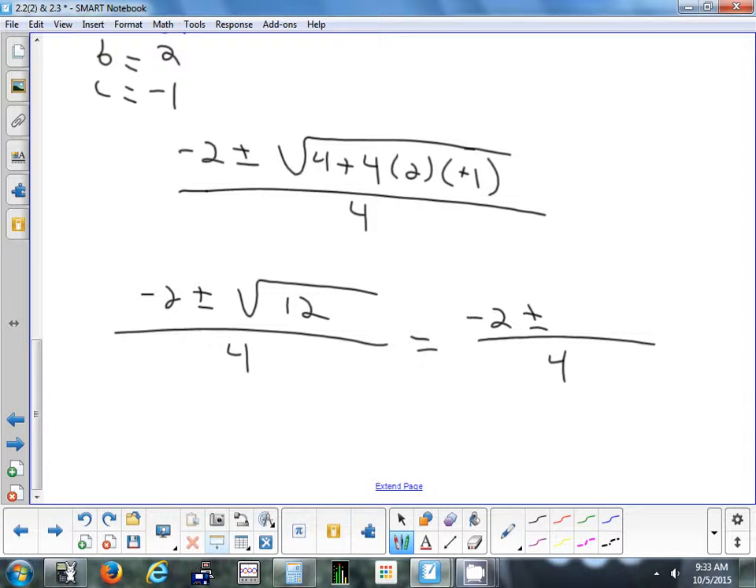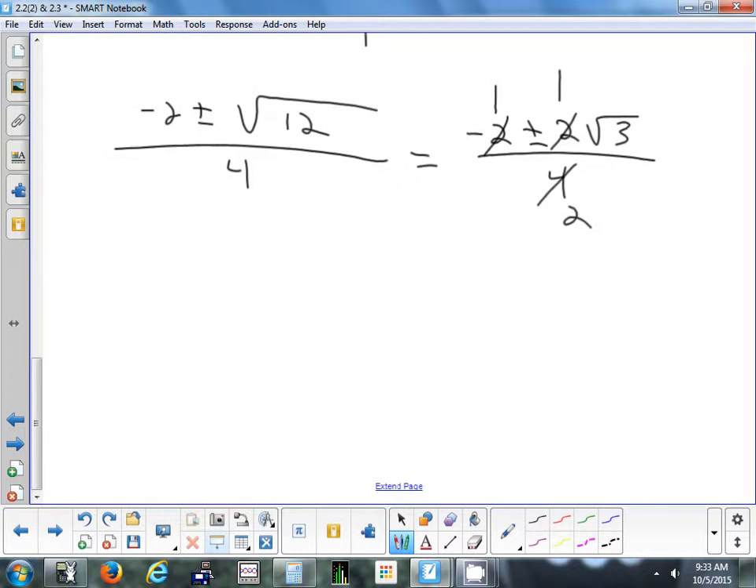How does the square root of 12 break down? Yep. 4 and 3. So you could write it as square root 4 times square root 3, or 2 square root 3. And now what number can I divide out from every number on the outside of the root? A 2. 1, 1, 2. Okay, so now let's write our final answer. Negative 1 plus or minus square root of 3 over 2.